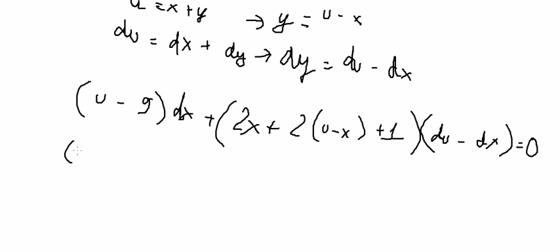So you get u minus 9 dx. So we have 2x multiplied with du and negative dx. Oh sorry, we multiply number 2 with u and negative x. So this one you eliminate 2x in here. So you get 2u plus 1.